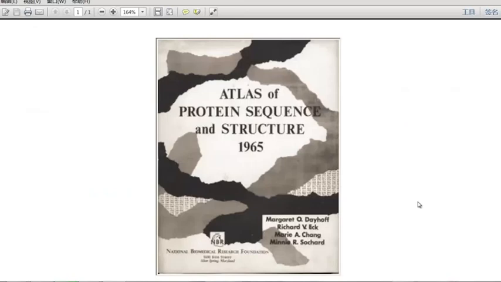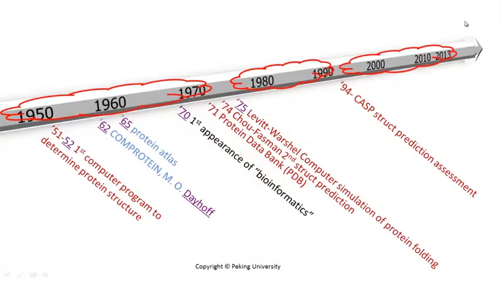Since 1965, she would publish an annual atlas of protein sequence and structure. In the first year, it contained all 65 protein sequences that were known up to that time. This was the first bioinformatics database. In 1983, the atlas evolved into the Protein Information Resource, PIR, which eventually was taken over by UniProt.